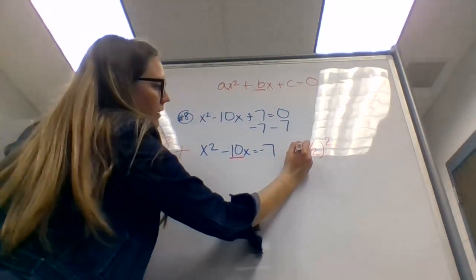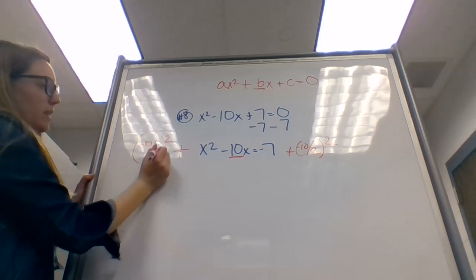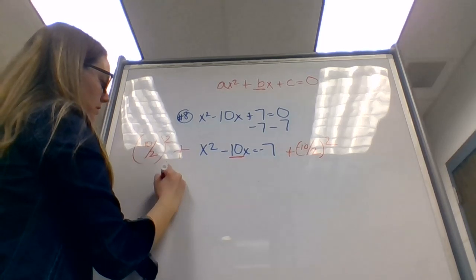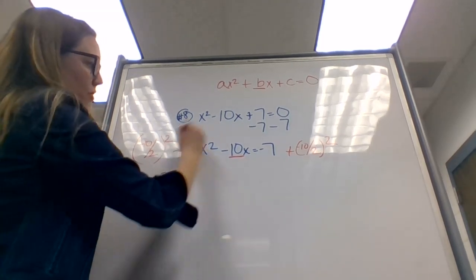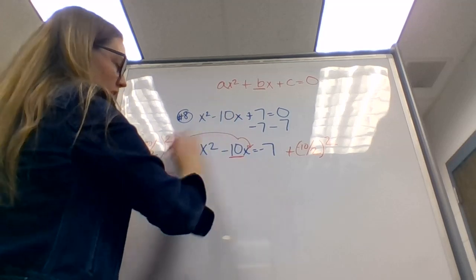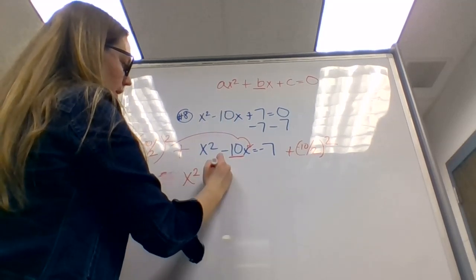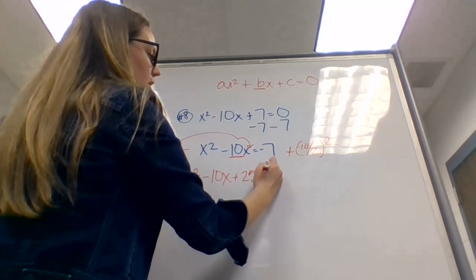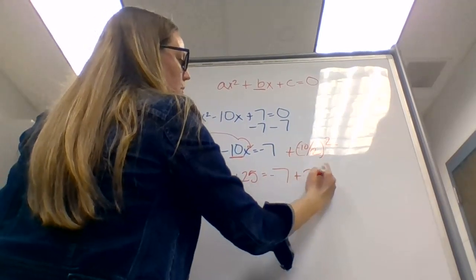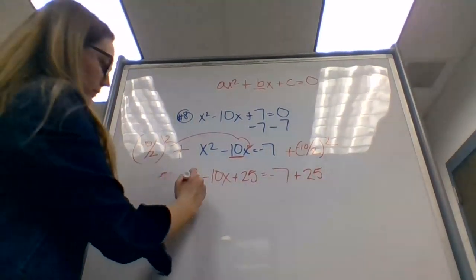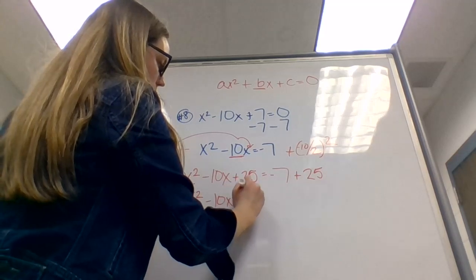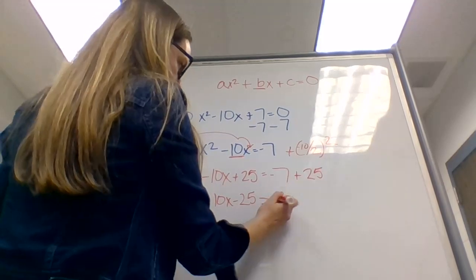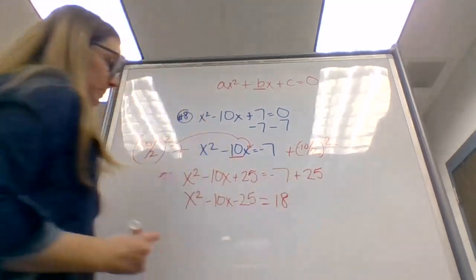So negative 10 divided by 2 is negative 5. And then negative 5 squared, negative 5 times negative 5, is 25. I'm going to add it to this side of the equation just to keep things in order. So we're left with x squared minus 10x plus 25 equals negative 7 plus 25. Nothing to simplify here yet, but negative 7 plus 25 gives me a positive 18.